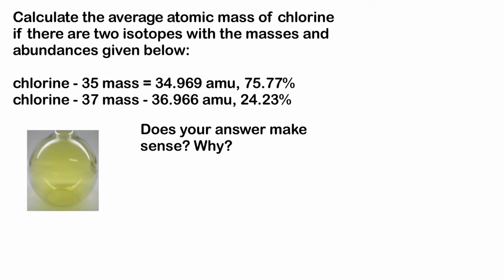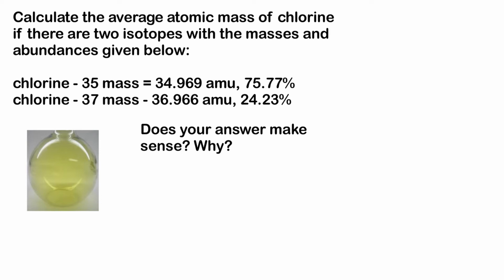Okay, so now that we've learned the formula for average atomic mass, let's go ahead and apply it to this practice problem. So this problem is asking us to calculate the average atomic mass of chlorine given the two isotopes of chlorine below. So let's go ahead and identify a couple of key pieces of information here.